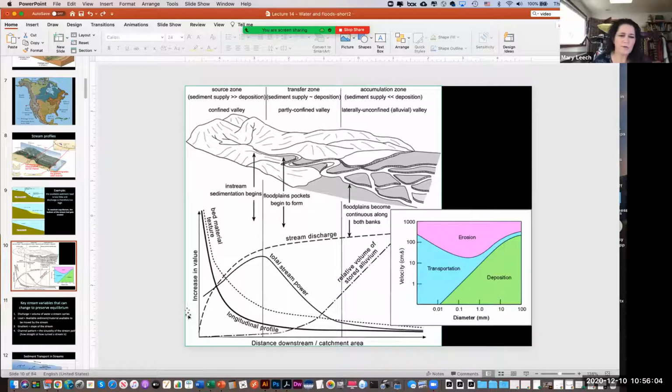Then the third part of the diagram shows, let's just use this, the distance downstream. So what I want to just point out is some important curves. The dashed line that I'm following with my cursor is the stream discharge. That is the total volume of water that is moving down the stream at any given time past a certain point. And I'll show you how you figure that out. But it starts off low near the headlands and it increases as you move towards the mouth of the river.